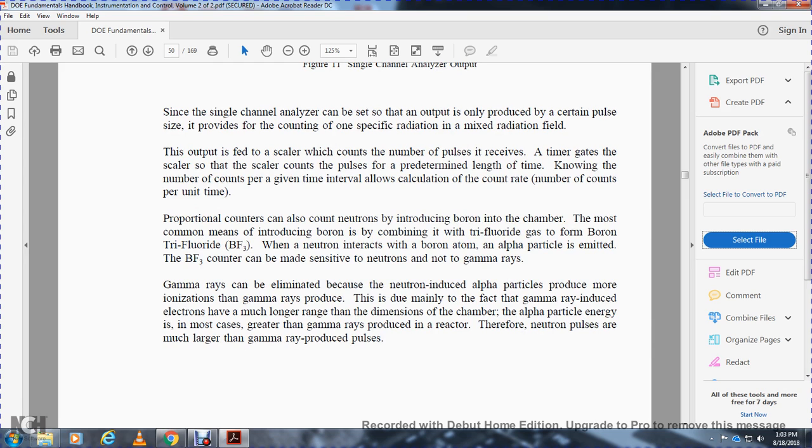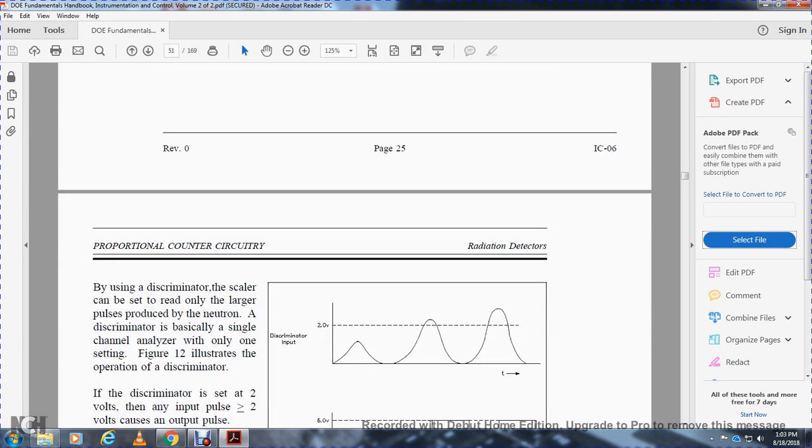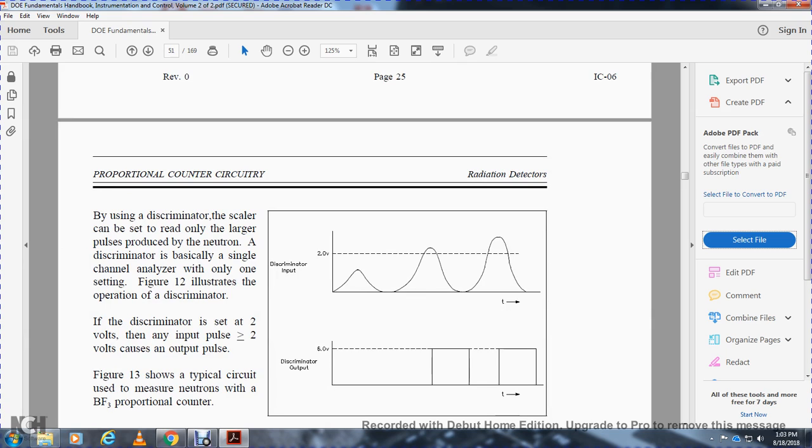This is due mainly to the fact that the gamma-ray-induced electrons have a much longer range than the dimension of the chamber. The alpha particle energy is much greater than what gamma rays produce in the reactor. Therefore, the neutron pulse is much larger than the gamma-ray pulse. By using a discriminator with the scalar, we can readily read only the larger pulses produced by the neutrons. The discriminator is basically a single channel analyzer with only one setting.